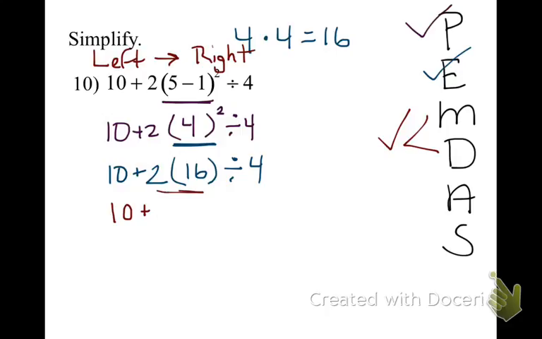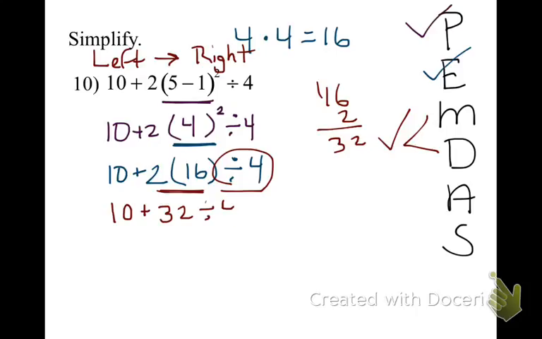Now, what is 2 times 16? 2 times 16 is 32. Then the division sign, 4 comes down. Now, I need to divide 32 divided by 4 because I did my multiplication first. Now it's my division. What's 32 divided by 4? You should get 8. Bring down my plus sign, bring down my 10.